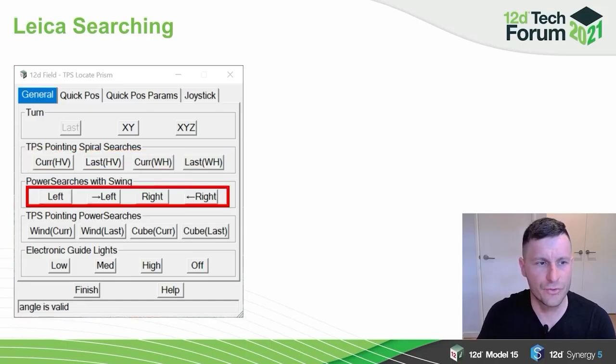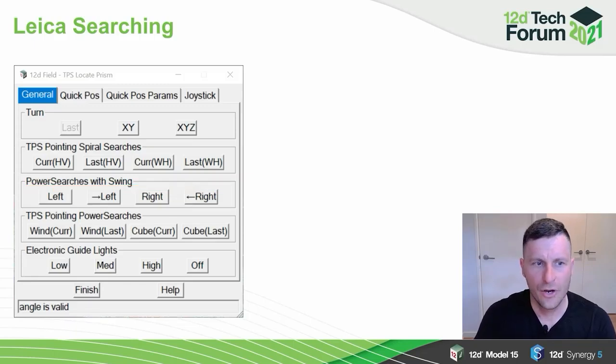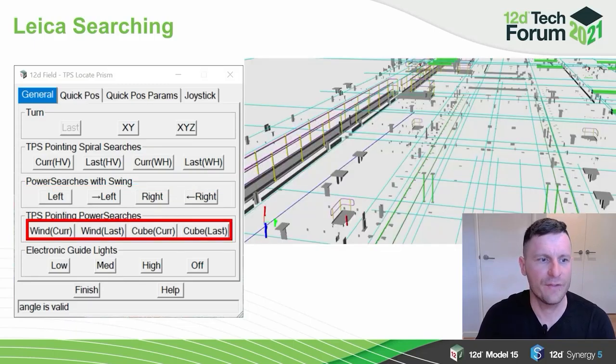Next we have the traditional power searches with the swings left and right. We're all familiar with them. The one just starts the power search from that location. The other swings, I believe, at 6 degrees in the opposite direction, then commences the search. So most excitingly, we have the power search windows.